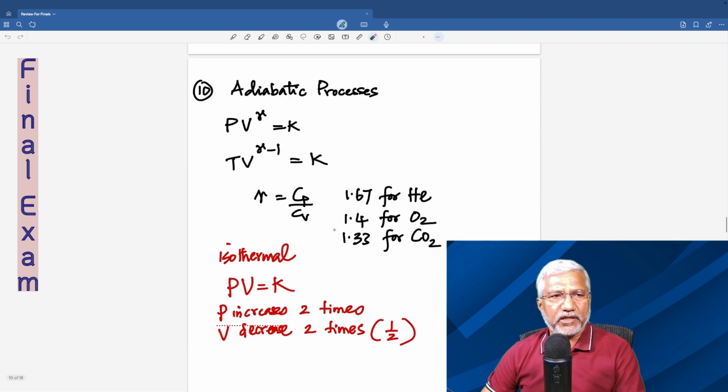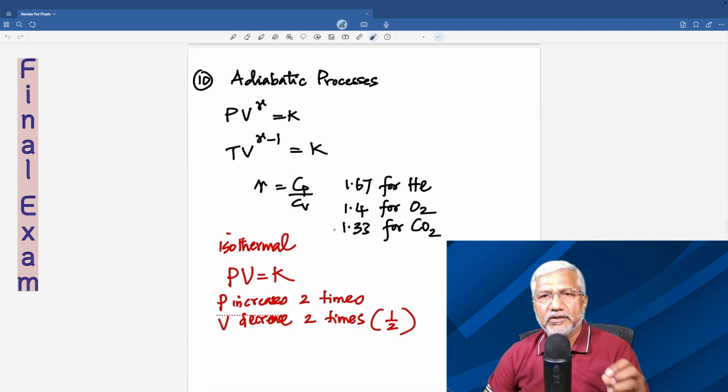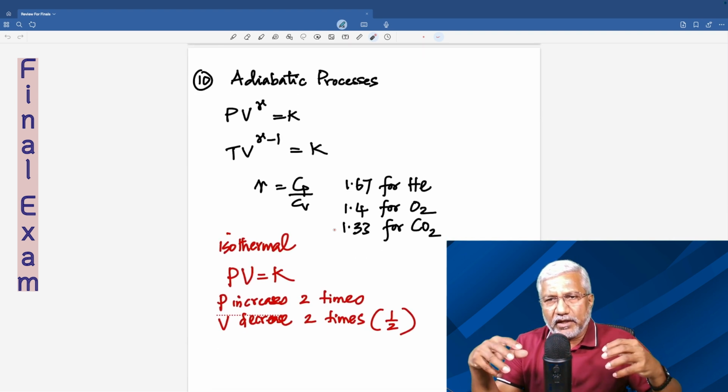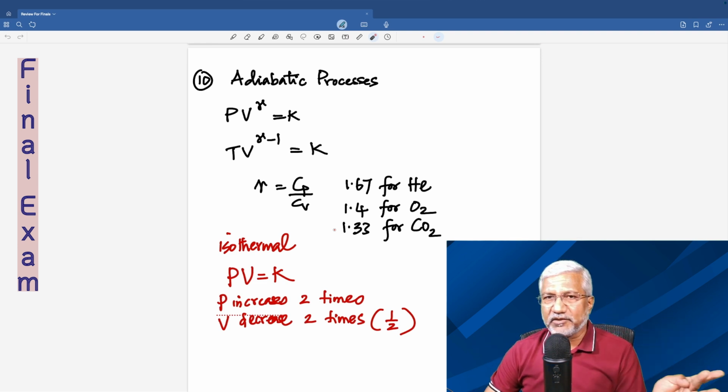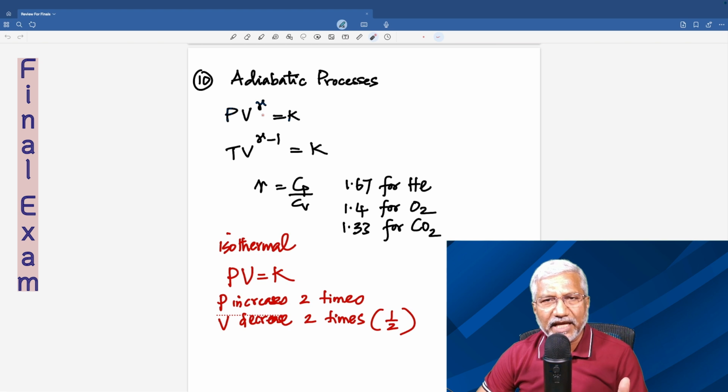Then you have adiabatic processes, where entropy is constant, so pressure, volume, and temperature, all three change. And so there are two formulas at least I want you to know. One is pressure times volume raised to gamma is a constant. Now you're like, what's this? That's Greek gamma. Yes, you have to learn Greek too. By this time you realize gamma is called the ratio of specific heats.